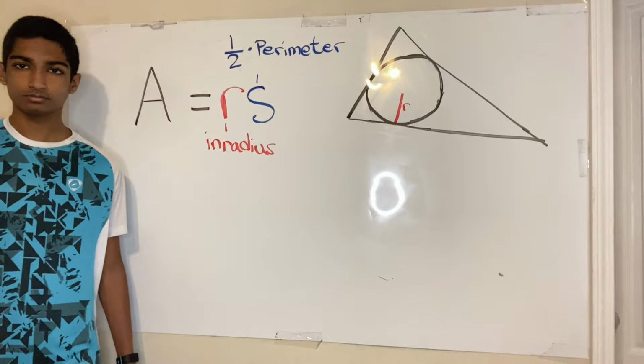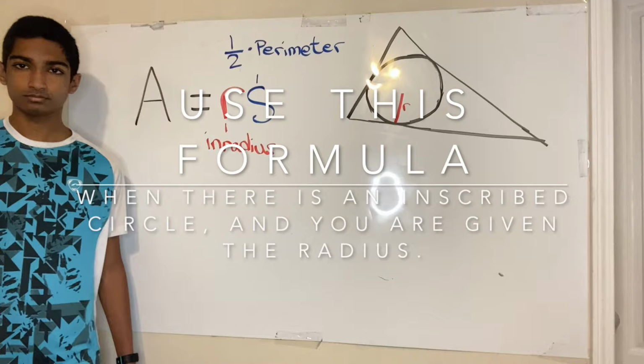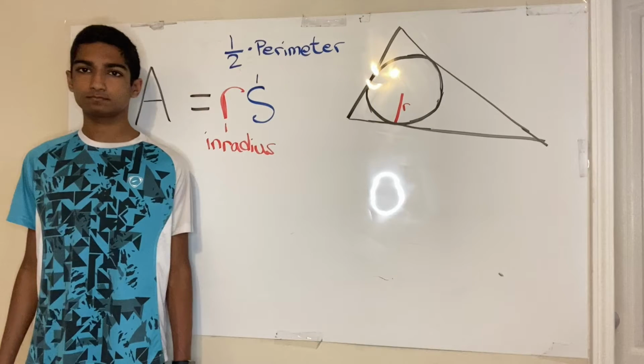But before we go on to the second formula, I wanted to explain that there are many ways to find the area of the triangle. This is just one of them. And you would use this formula to find the area of the triangle when you're given the radius of the inscribed circle and you're given the sides of the triangle, since you need the sides to find the semi-perimeter. Alright, let's continue the video.